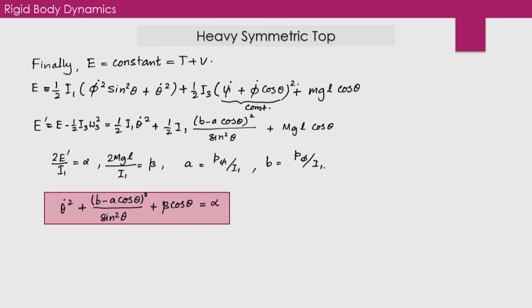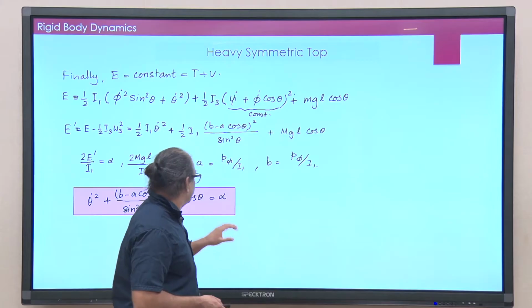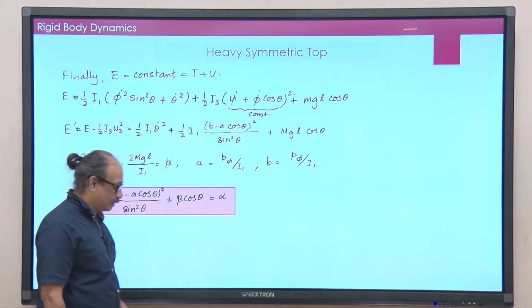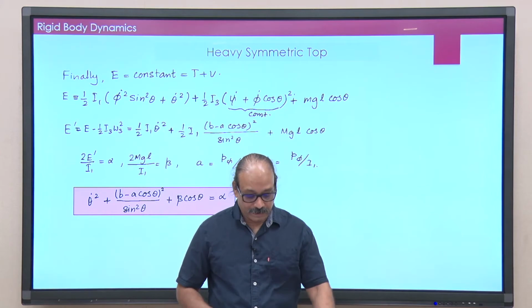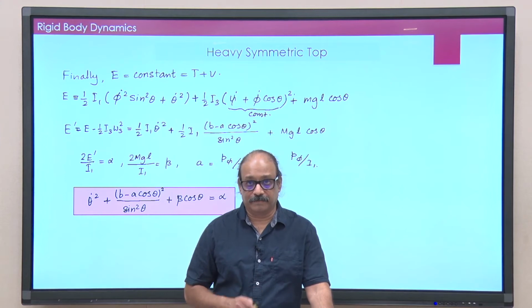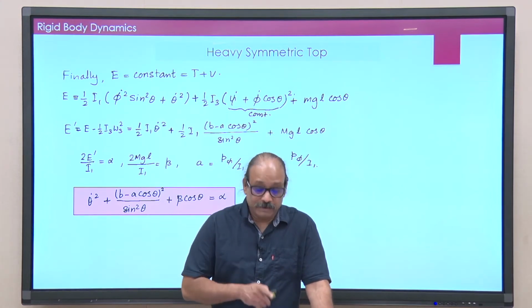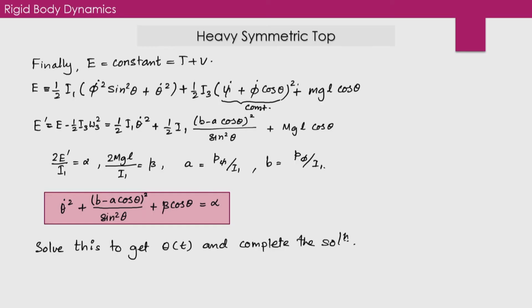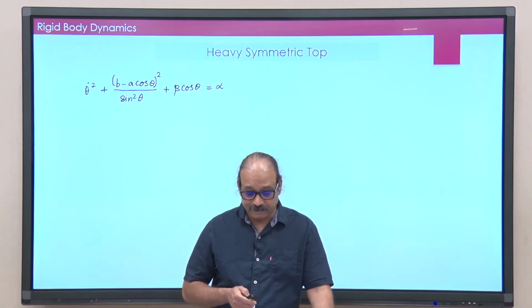Now, write down the differential equation, rearrange the terms and write it in terms of these constants. It is simply theta dot square is (b minus a cos theta) whole square divided by sin square theta, plus beta cos theta must be equal to alpha. Okay. Fine. Now that we have found this differential equation, I will go one step further, and I want to write this in terms of another variable, because I will get rid of this cos theta and sin theta as much as I can.